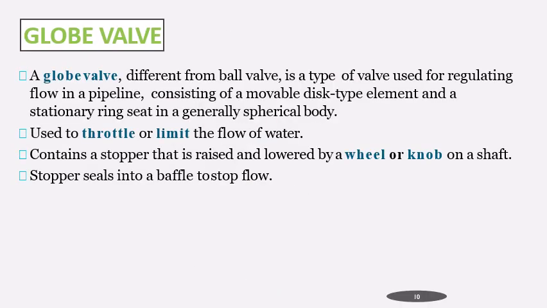Next is the globe valve. Different from the ball valve, it is a type of valve used for regulating the flow in pipelines. It consists of a movable disc type element and a stationary ring seat in a generally spherical body. It is used to throttle or limit the flow of water, and also contains a stopper that is raised and lowered by the wheel or the knob on the shaft. The stopper seals into a baffle to stop the flow.